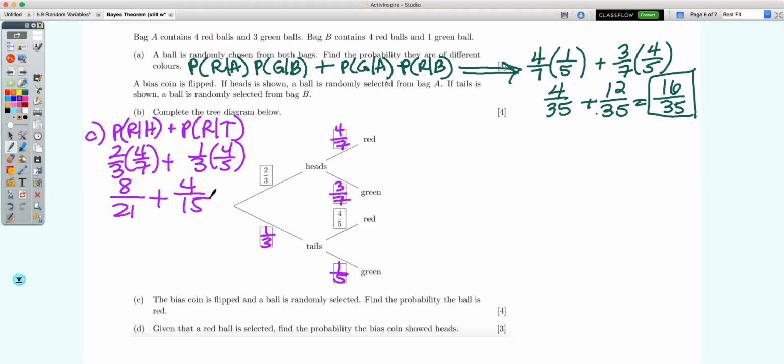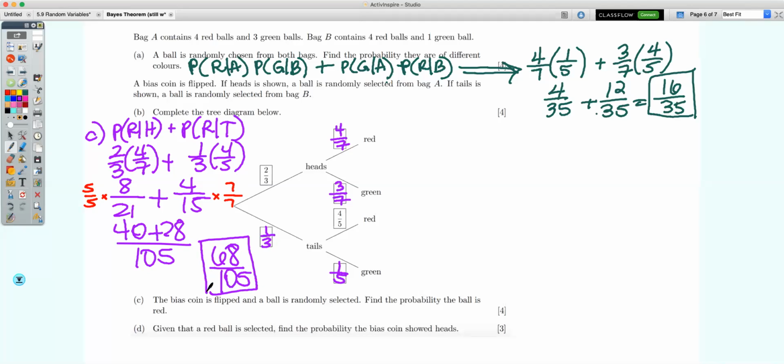Common denominator, non-calculator, common denominator. What is the common denominator between 21 and 15? So our common denominator is 105, so that means we'll have to multiply 21 by what to get 105? 5. And what by 15 to get 105? 7. Okay. So then that's going to be 40 plus 28. So then that's going to be 68 out of 105. That does not reduce, I don't think. Yeah, that doesn't reduce.